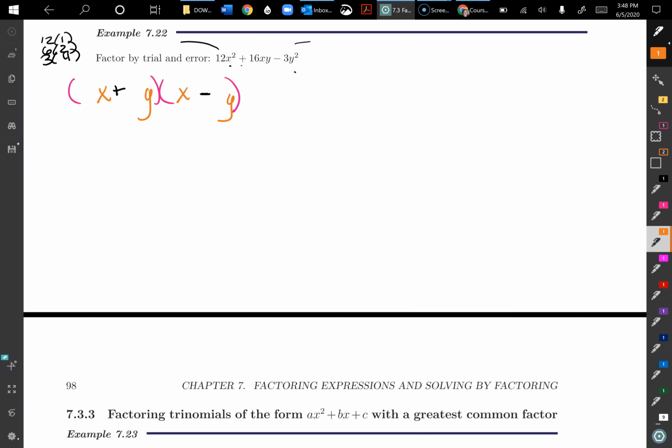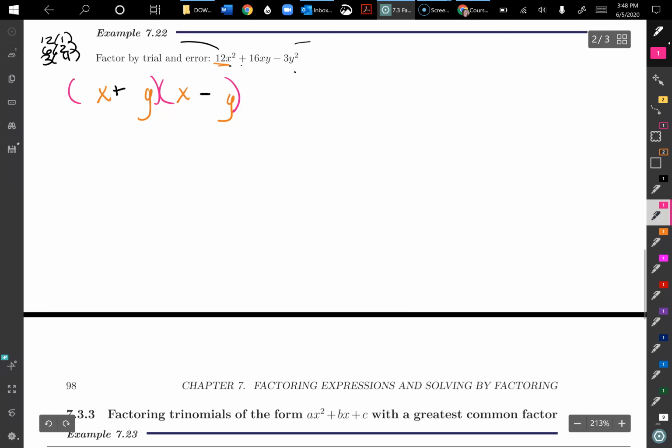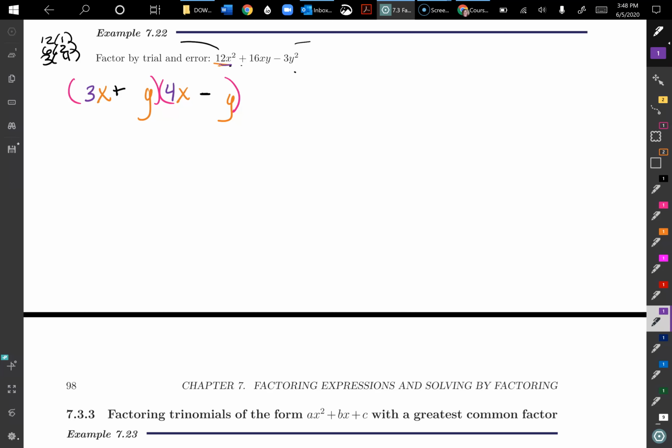So for my first term, I have 12x squared. So I might think 3x would be a good choice. So I could do, let me pick a different color here, 3x and a 4x, that would give me a 12x squared. And then I need to get a negative 3y squared. So if I had 3x plus 3y times 4x minus y, well, that'll give me my ends okay, but do I get the middle? So that's what we need to really check.